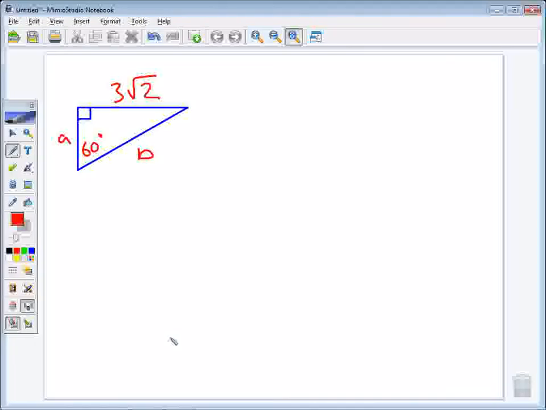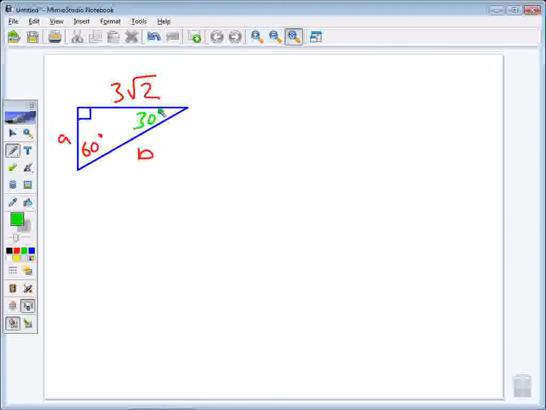Okay, so we're going to do a problem based on the special cases that we learned about today in our right triangle. So we see that we have a right triangle. And I see here that this is 60 degrees. Since this is 60 degrees, I know that this one is 30 degrees. And I have a 30, 60, 90 triangle. So how do I find A and B?